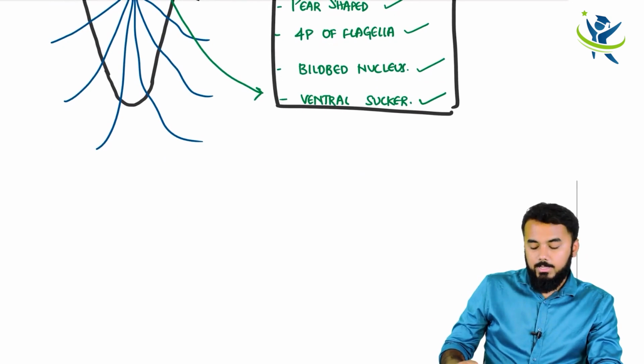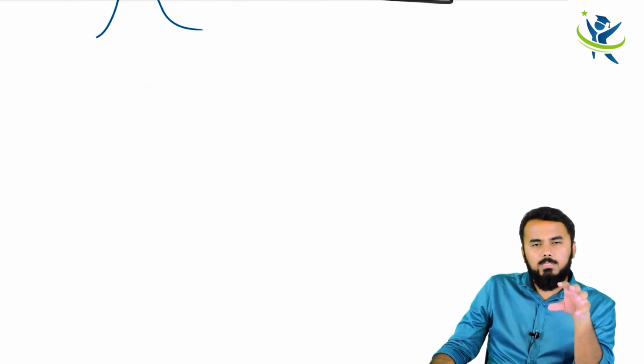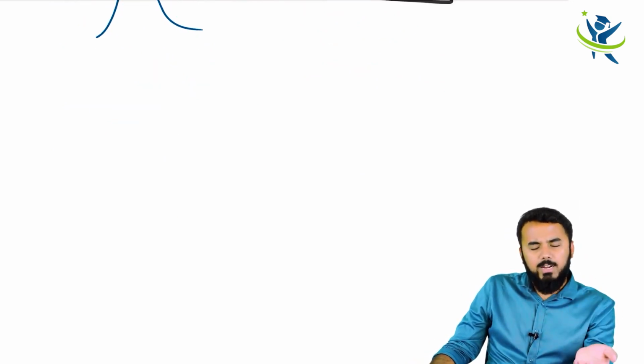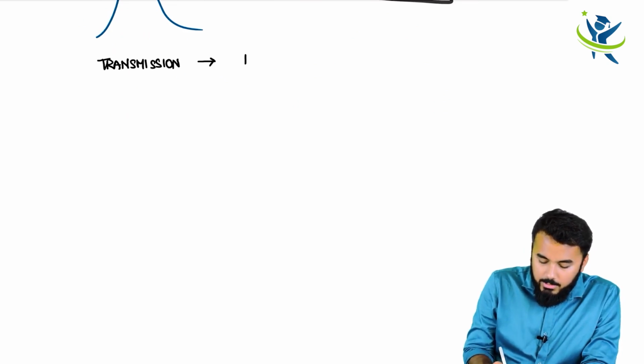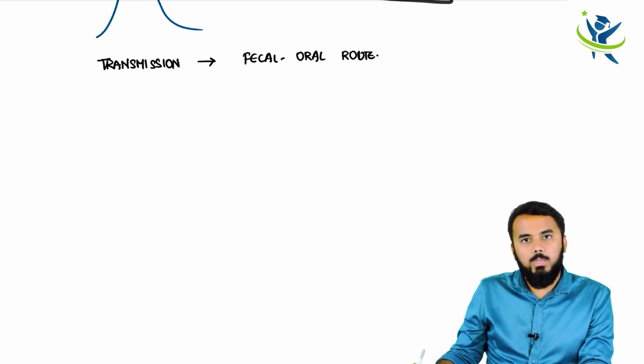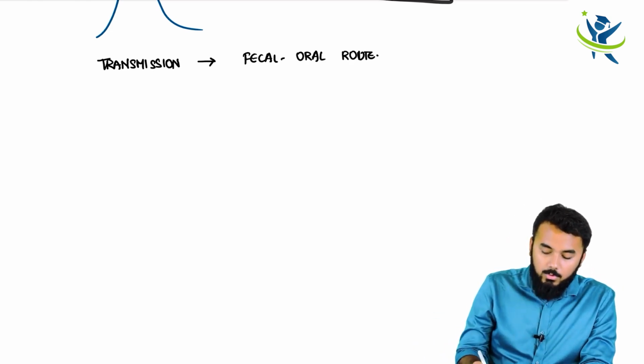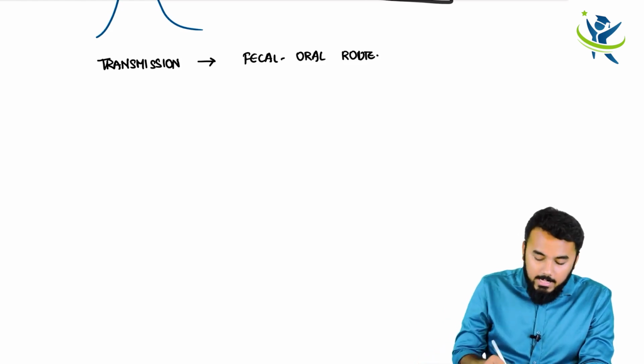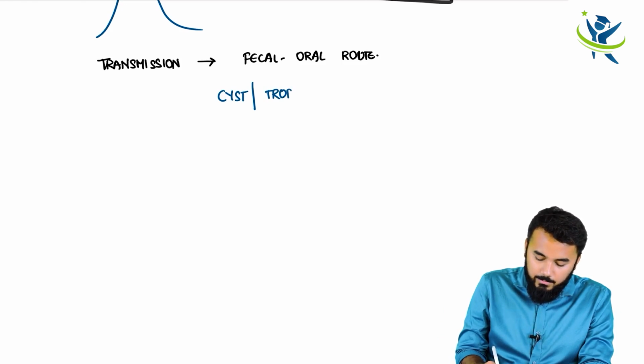Another important thing is that the main mode of transmission is the fecal oral route. Now through this fecal oral route, what is going to enter your body? Either a cyst can enter your body, or a trophozoite.